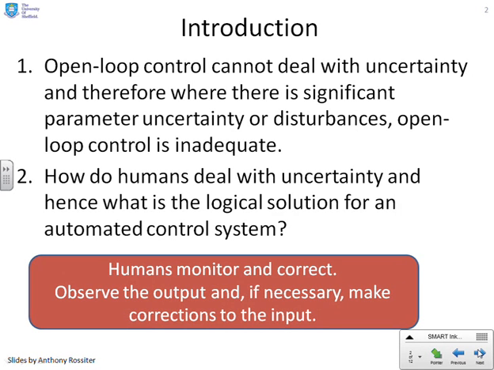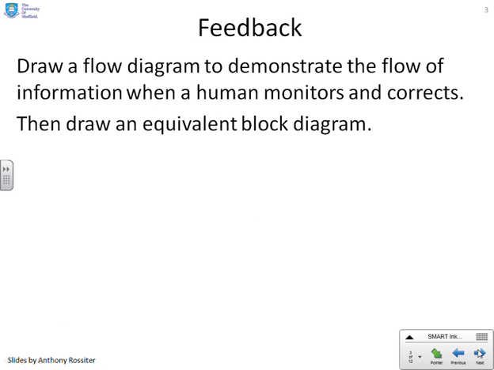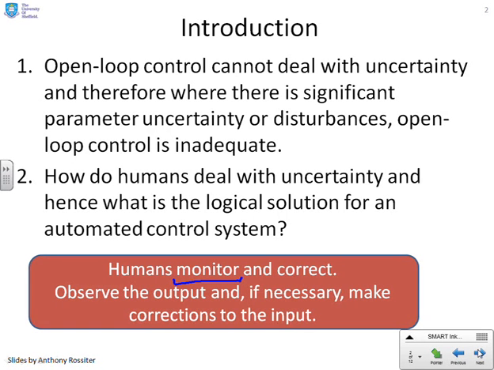So what is it that humans do? Well, this is what we do. We monitor and correct. That's key. Humans monitor and correct. We observe the output and, if necessary, make corrections to the input.